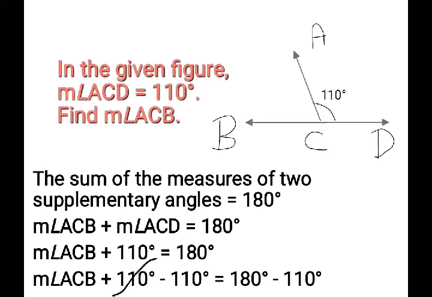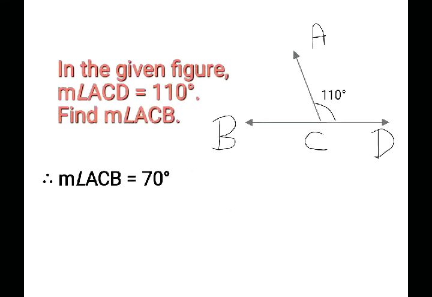110 degree minus 110 degree get cancelled. Now subtract 180 degree minus 110 degree. I am getting answer 70 degree. Therefore, measure angle ACB is equal to 70 degree.